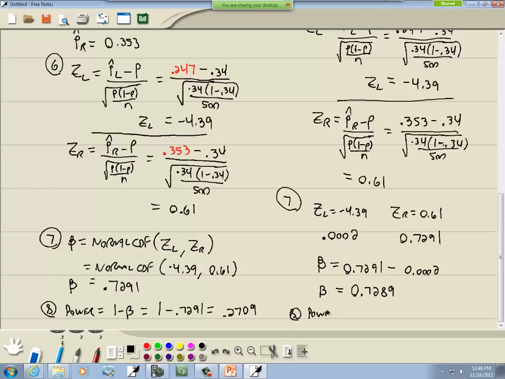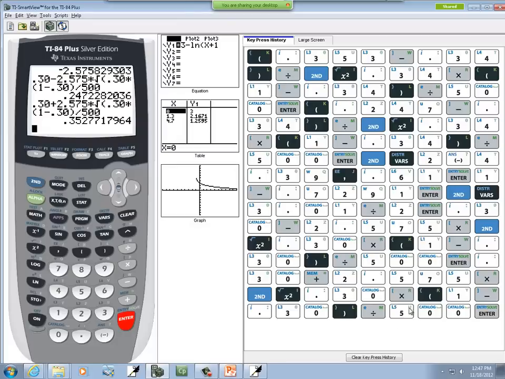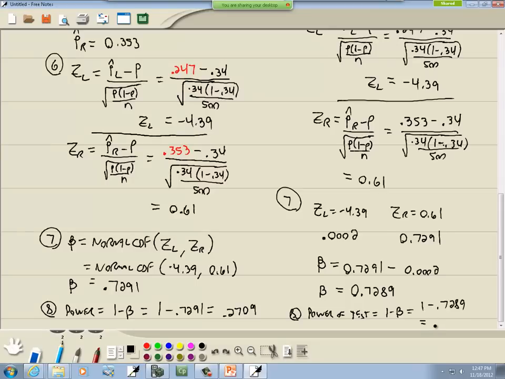And then our power of the test is equal to 1 minus beta, which is 1 minus 0.7289. And we get 0.2711. Okay. Let me save that.